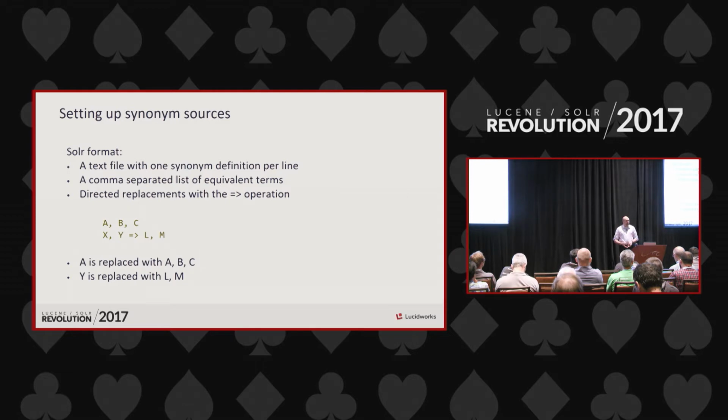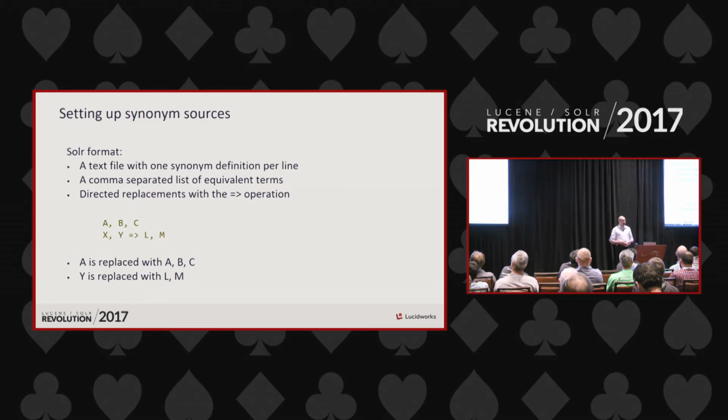With the directed replacement, if I have a token Y, it's going to be replaced by tokens L and M. Now you notice that Y is not a synonym of itself with direct replacement. So that's something you have to keep in mind if you're going to use that. In a lot of cases, you're just going to see direct equivalences, and you're not going to use directed equivalences.